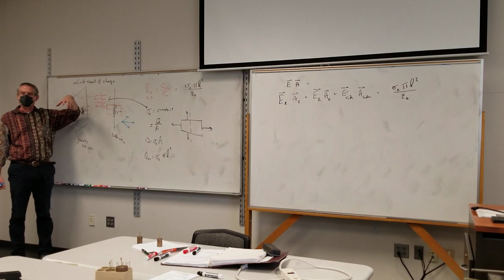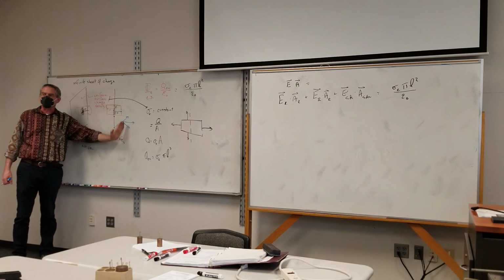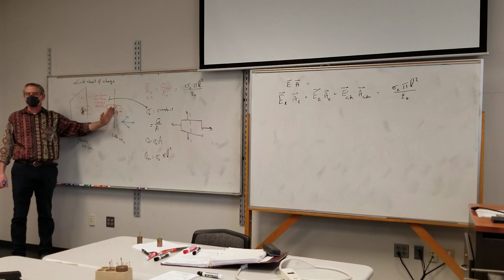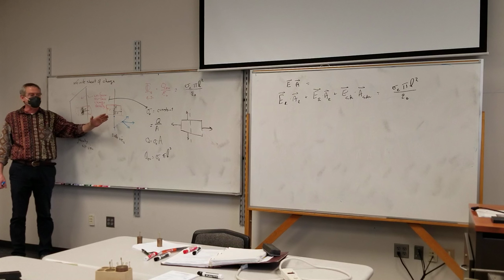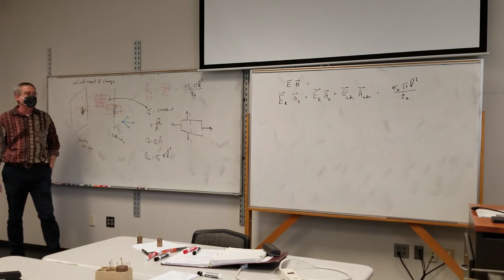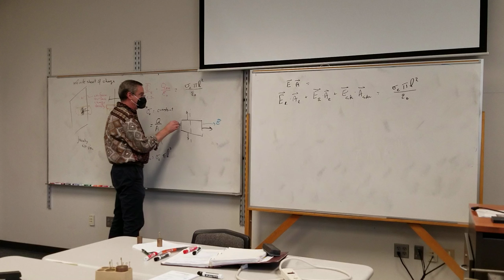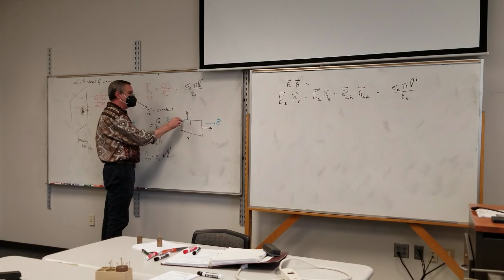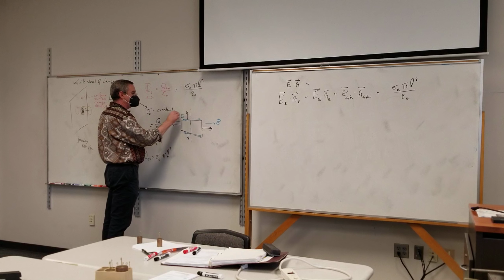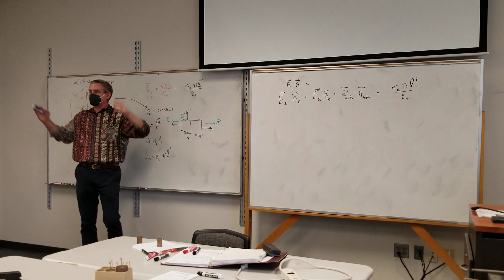Because the sheet is infinitely large, any of the vertical components are going to be canceled out by another electric field. The only thing that's going to remain is the electric field that's pointing away from this surface. So my electric field at this point is pointing this way, this way, this way, that way, that way. My electric field is pointing away from the surface.